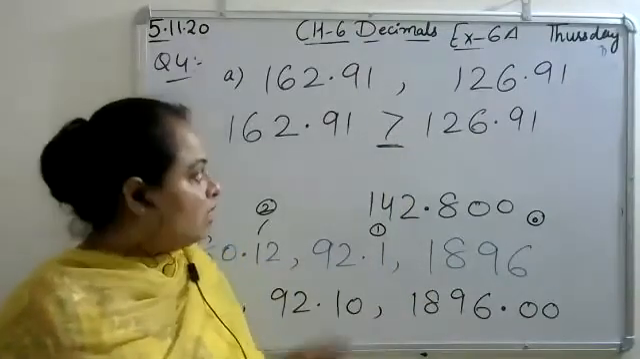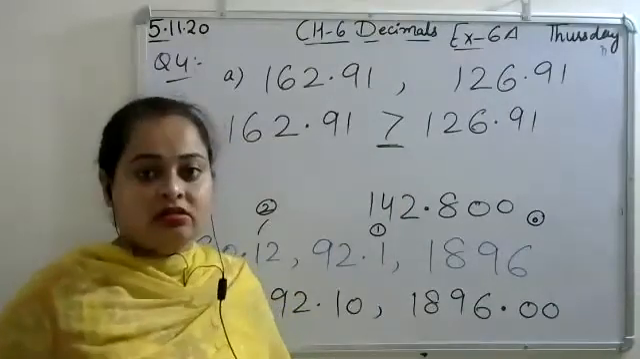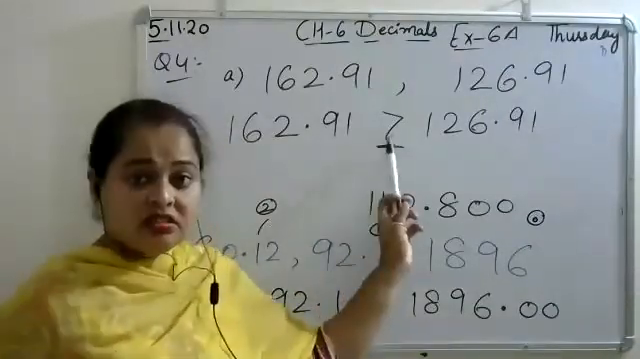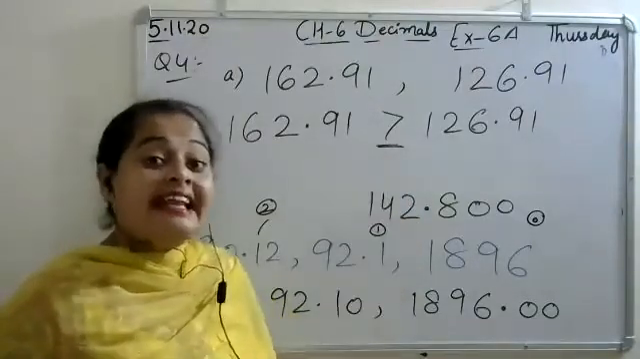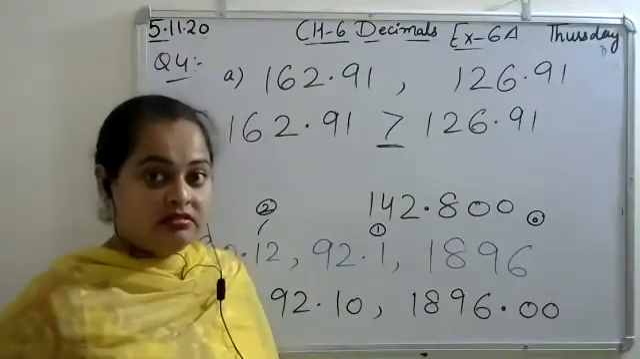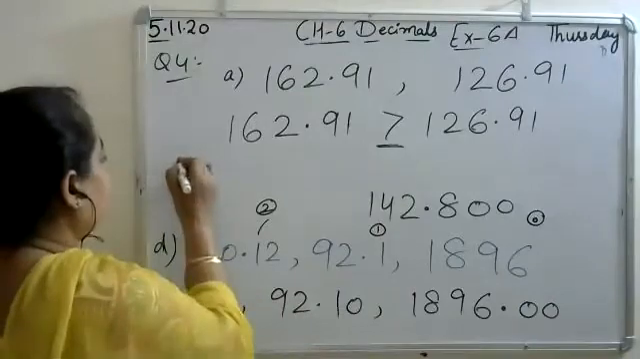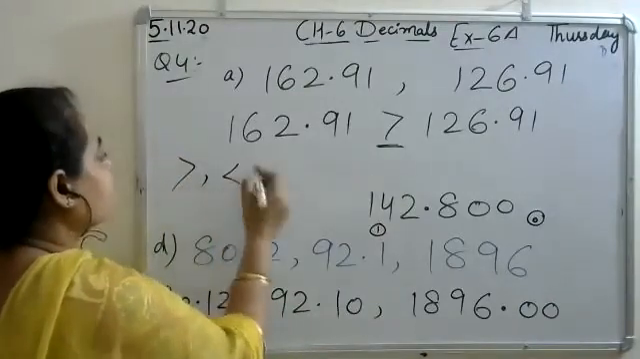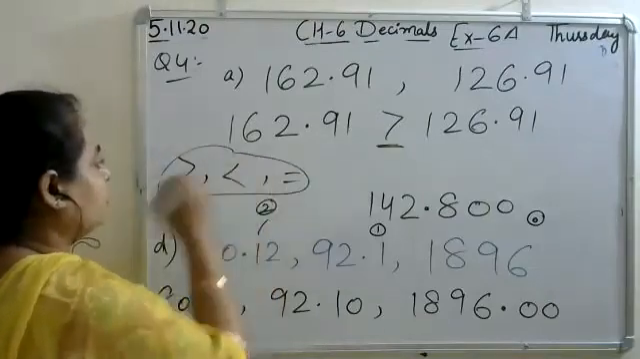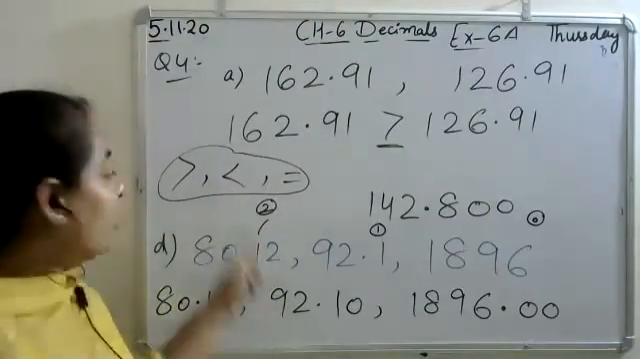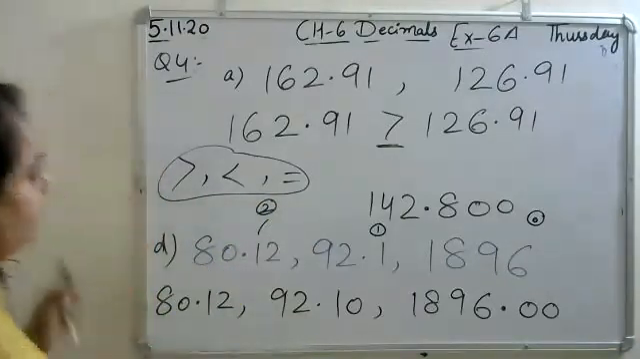Compare. The name of this symbol is, this is known as alligator. This greater than sign, less than sign, equal to sign, these all are alligators. हम इनको क्या बोलते हैं? इनको क्या बोला जाता है? ये थ्री सिंबल्स को alligators. Fine.